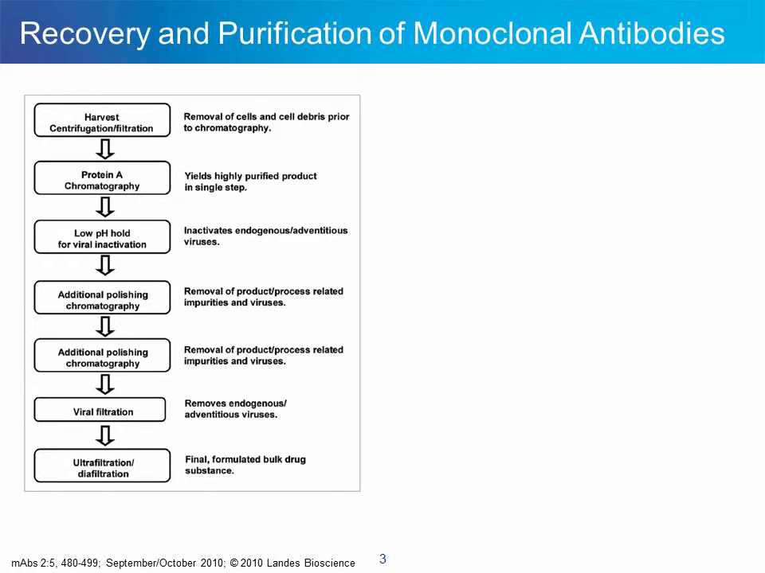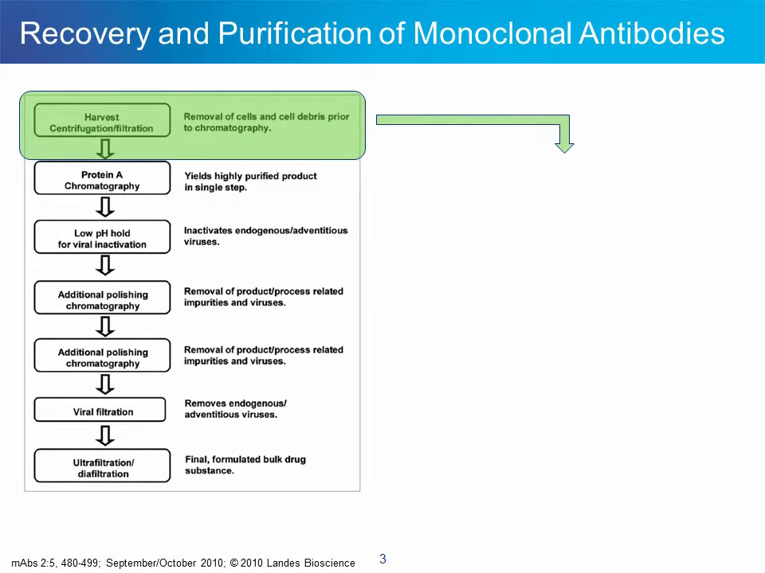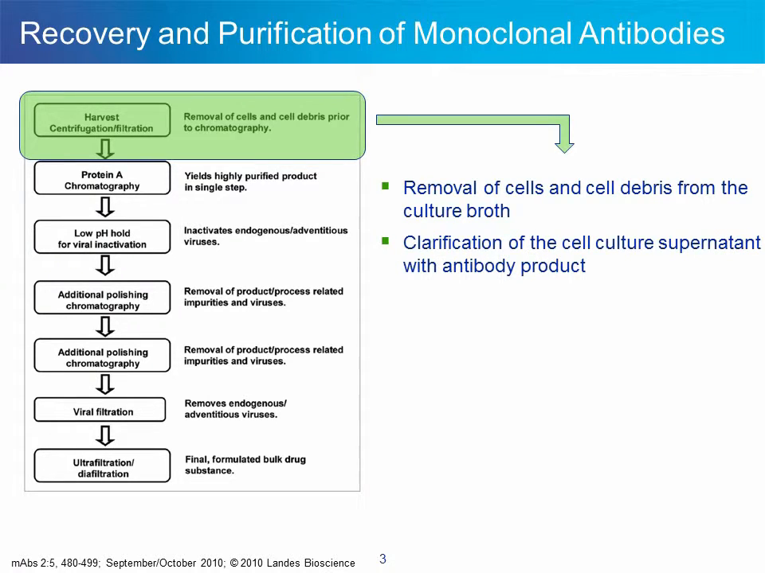So here we have a pretty nice process flow diagram that illustrates the recovery and purification of monoclonal antibodies, specifically the steps involved moving from harvesting all the way through to ultrafiltration and diafiltration. You can see there are a number of steps along the way, but really where we're going to focus for today's webinar is right at the start. This is the harvesting stage, essentially where we're looking at the removal of cells and cell debris prior to the first chromatography operation. Essentially this step involves the removal of cells and cell debris from the culture broth and then clarification of the cell culture supernatant, which actually contains the antibody product itself.